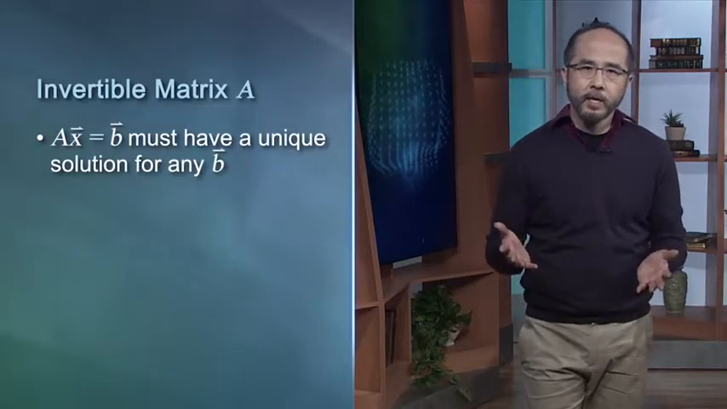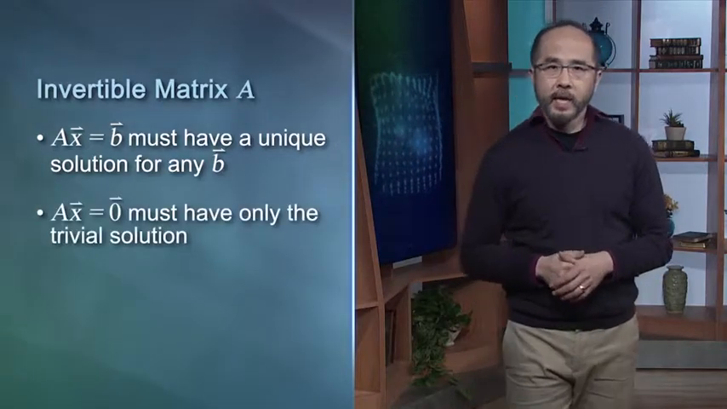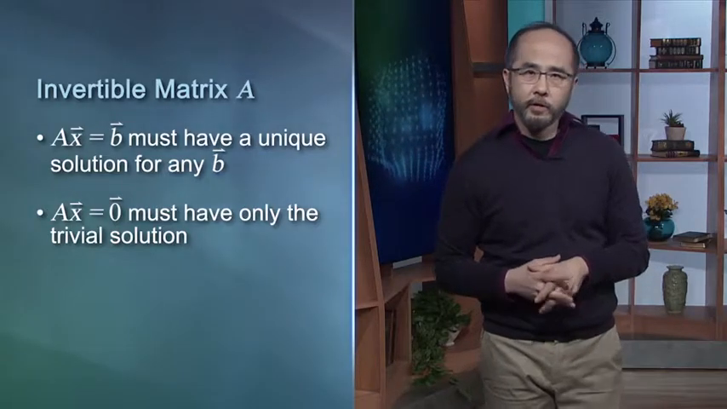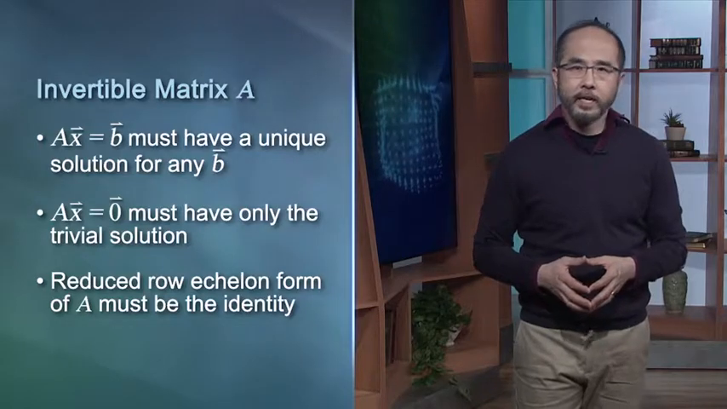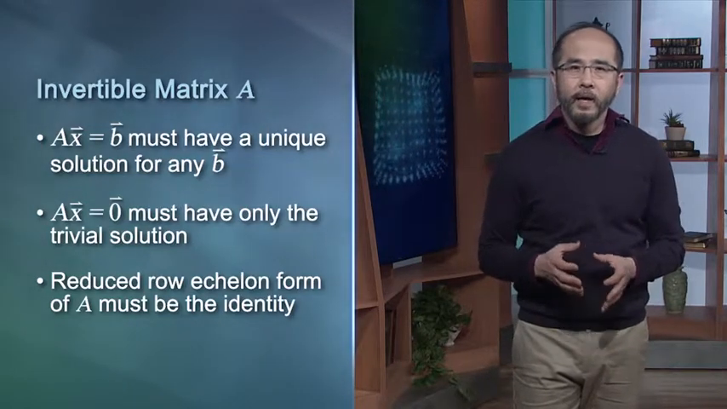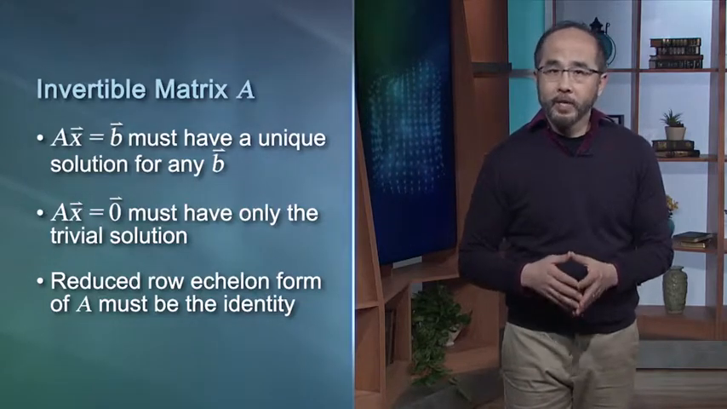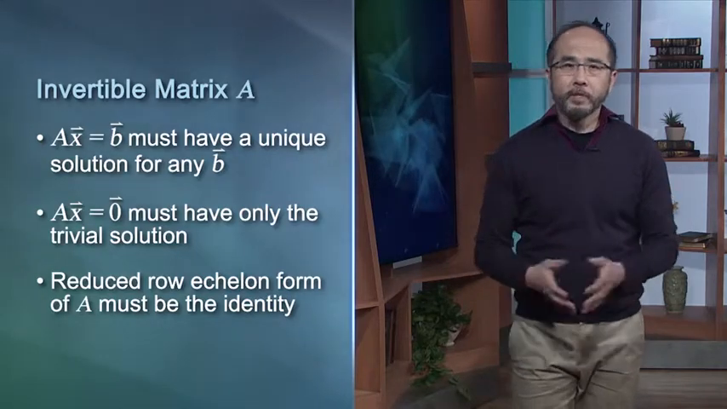So far, we have seen that if a matrix is invertible, it has several consequences. First, AX equals B must have a unique solution for any B. Second, AX equals 0 must have only the trivial solution. Third, the reduced row echelon form of A must be the identity. Now, I claim that in fact each of these criteria actually imply that the matrix A must be invertible. In other words, an invertible matrix is characterized by these criteria.